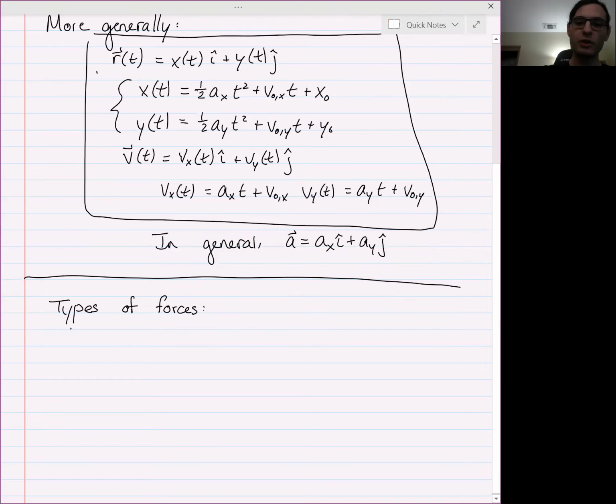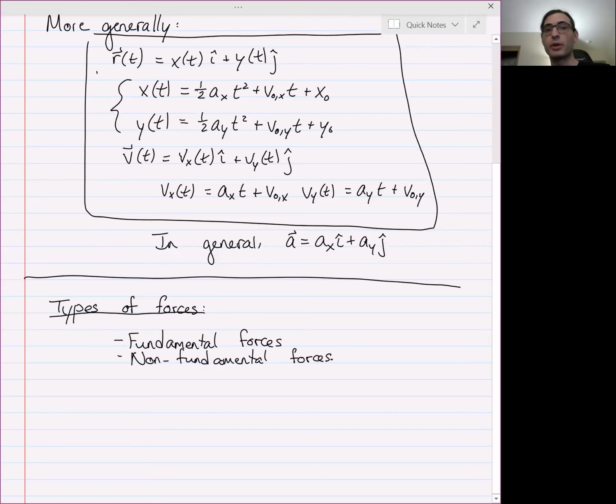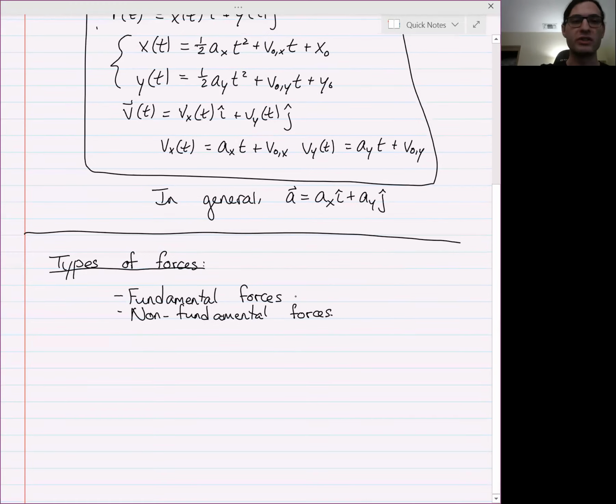So there are a few different types of forces. There are fundamental forces, and then there are non-fundamental forces. That's a pretty straightforward dichotomy. There's a way that we can distinguish whether a force is fundamental or not. Fundamental forces can act at a distance, so this is without contact, and non-fundamental forces can't.